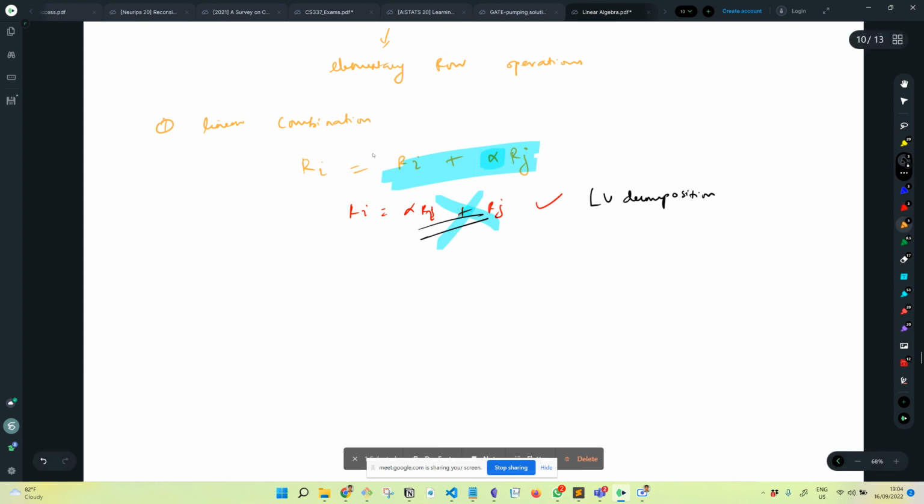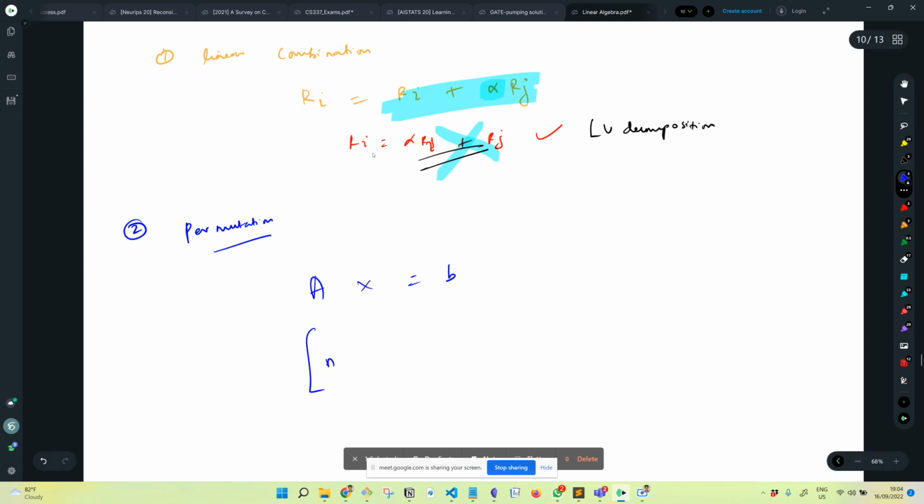Okay. Then the second operation that we saw was permutation. What is permutation? Given Ax equal to b, or the augmented matrix [A, b], you can interchange the rows of the matrix in any which way you want. And one more thing I told you: in Ax equal to b, you should not interchange the rows of x. Do not interchange the rows of x. And we saw why we should not interchange, right?